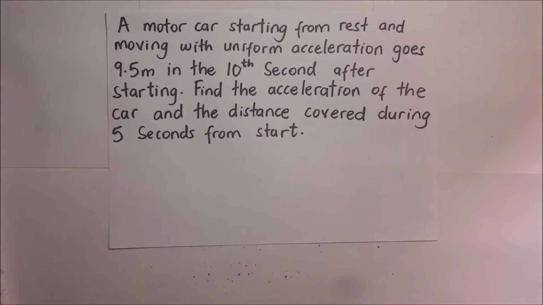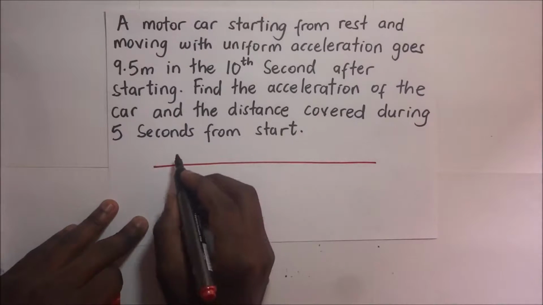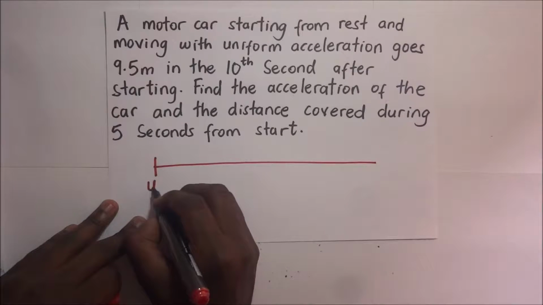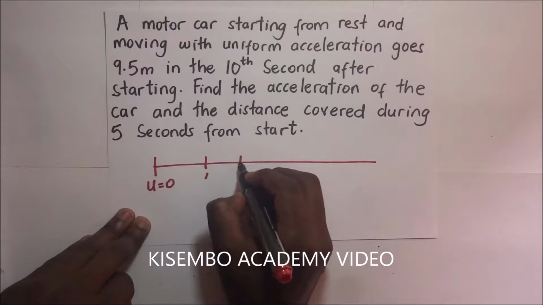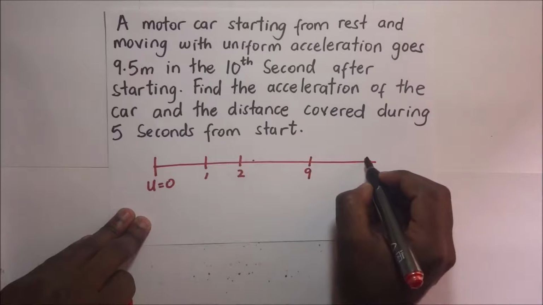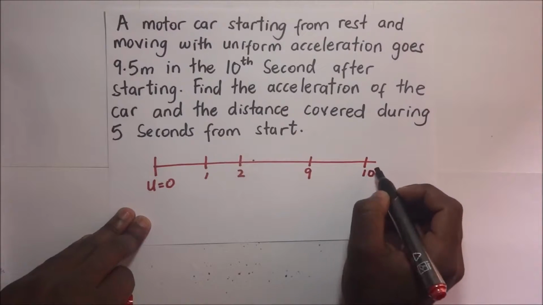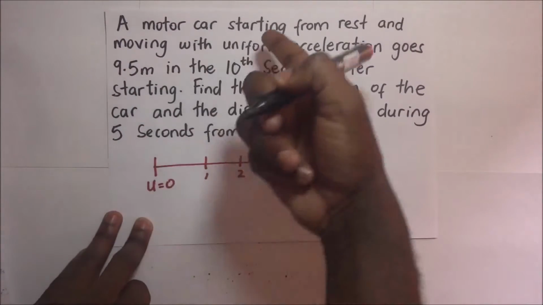A motor car starting from rest, again we are going to summarize our question in a diagrammatic way. A motor car that is starting from rest and moving with uniform acceleration goes 9.5 meters in the 10th second after starting. So if we are to illustrate that diagrammatically, we have a motor car starting from rest, meaning that its initial velocity is 0, and it is going after 1 second, after 2 seconds, and then it continues into the 9th second, then into the 10th second. So it's telling us that it goes 9.5 meters in the 10th second.